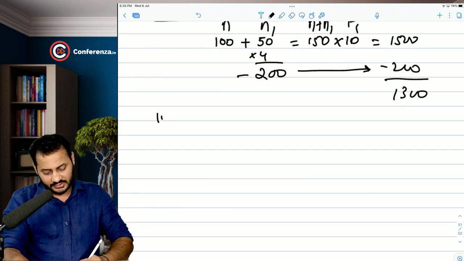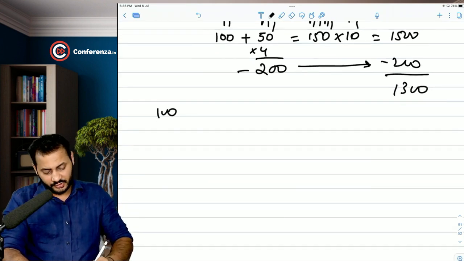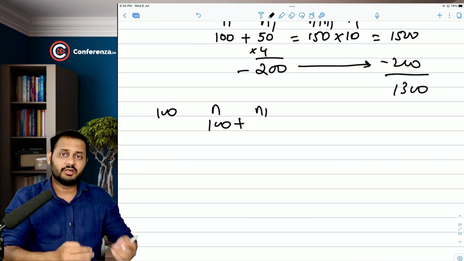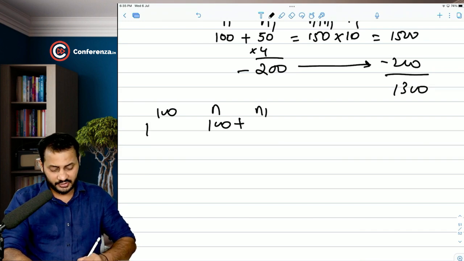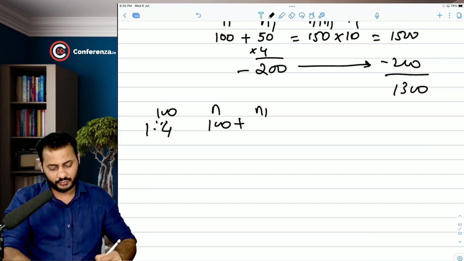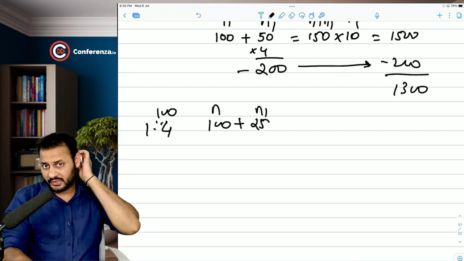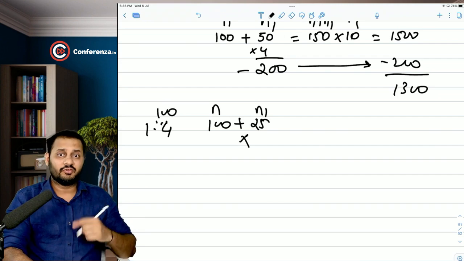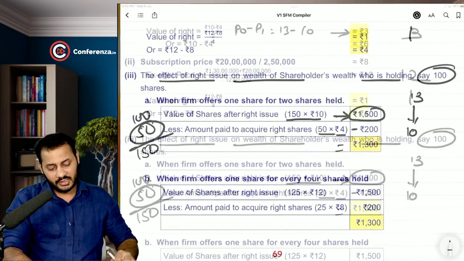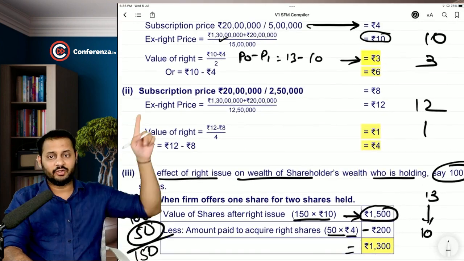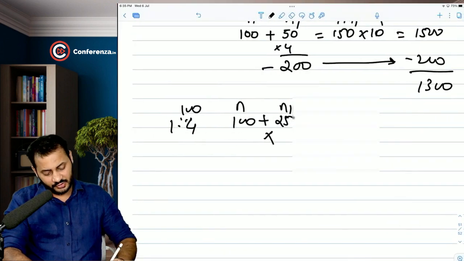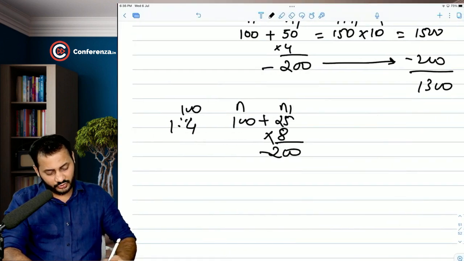Now let's take another example, or the second situation. You had 100 shares, and how many new shares have you received in the second example? The ratio was 1:4. That means for every 4 shares, one rights share. So 25, 100 divided by 4. But you will not get it for free. Again, I'm telling you, you will have to pay the subscription price for that. And the subscription price in the second part was 8 rupees. So you will pay 8 rupees, that again goes to 200.